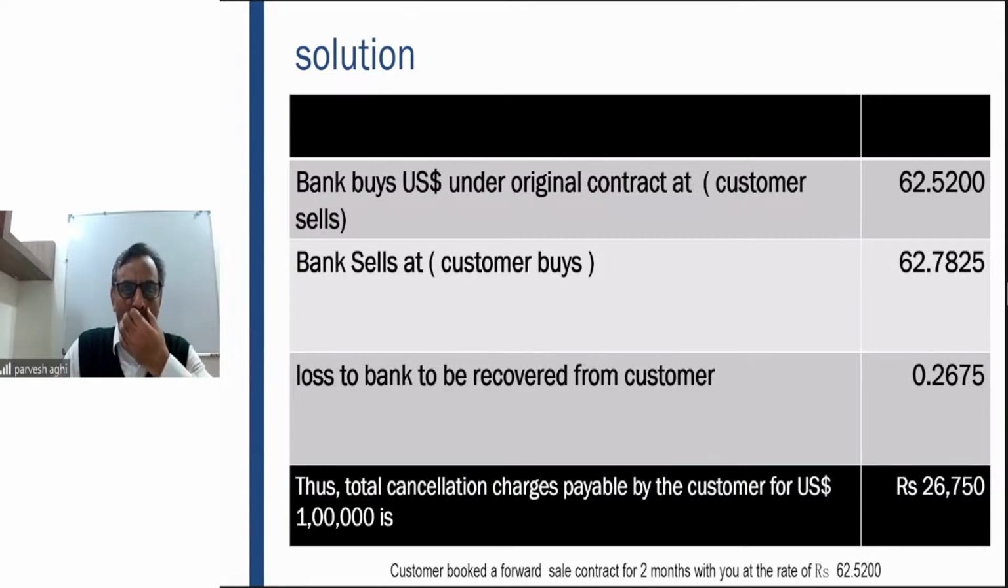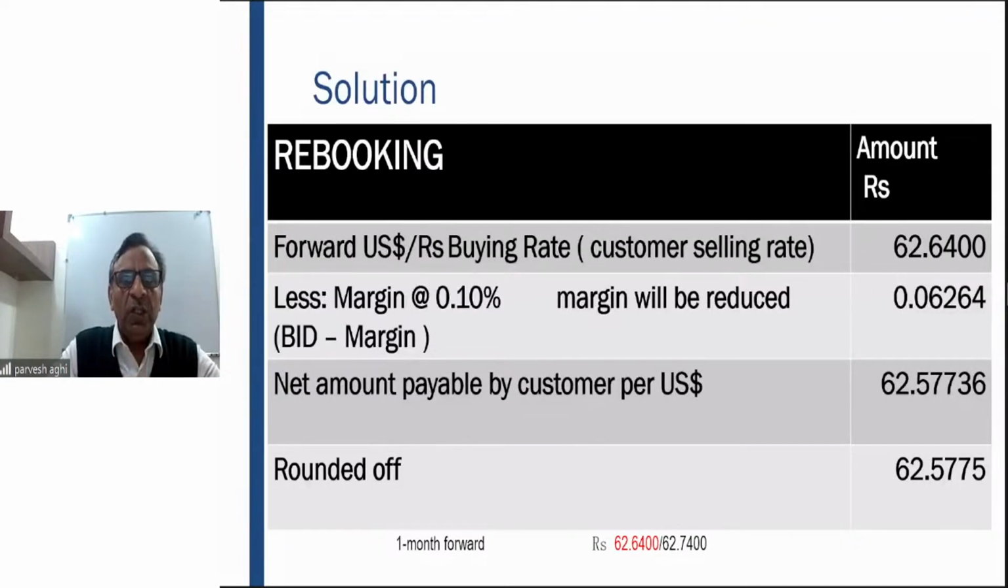Okay. So now the customer wants rebooking. Since you are entering into a contract, first you are cancelling it, and then you want a new forward contract to be given to you. So first the original contract will be cancelled, as you already cancelled that, and the new contract will be one where the customer wants the forward contract to sell his dollars.